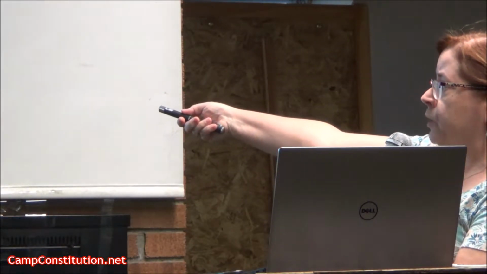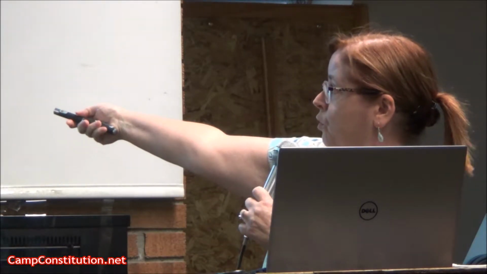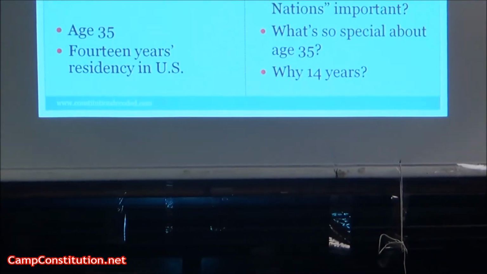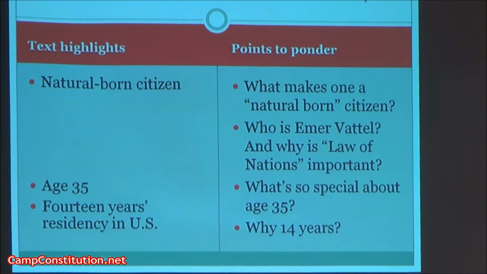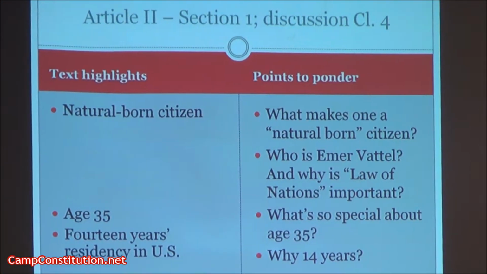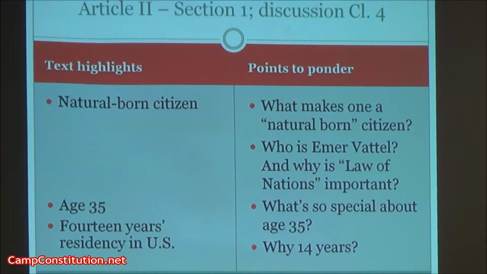What makes you a natural born citizen? And there's a lot of people that say, oh, well, that's very loosey-goosey, and there's a lot of opinions about that. No. Emer de Vattel and The Law of Nations was written many years before they wrote the Constitution. He goes into great detail about what a natural-born citizen is. It has very little to do with where you were born and everything to do with the allegiance of your parents.